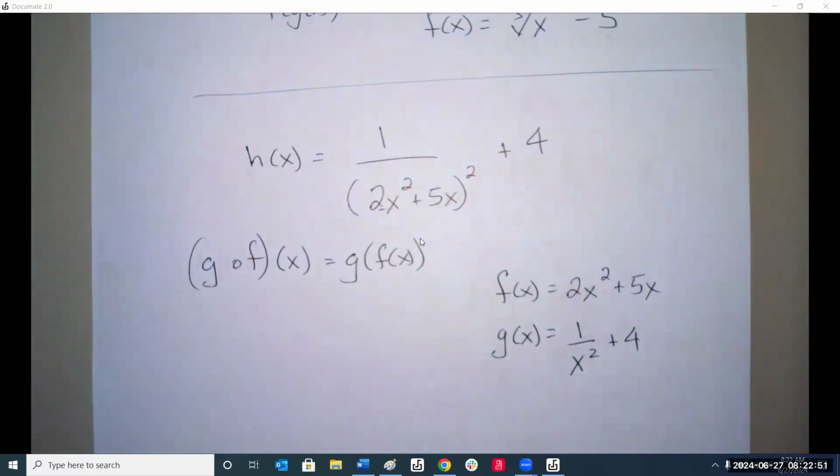So those are your examples for composition and decomposition. All right, good luck, everybody.